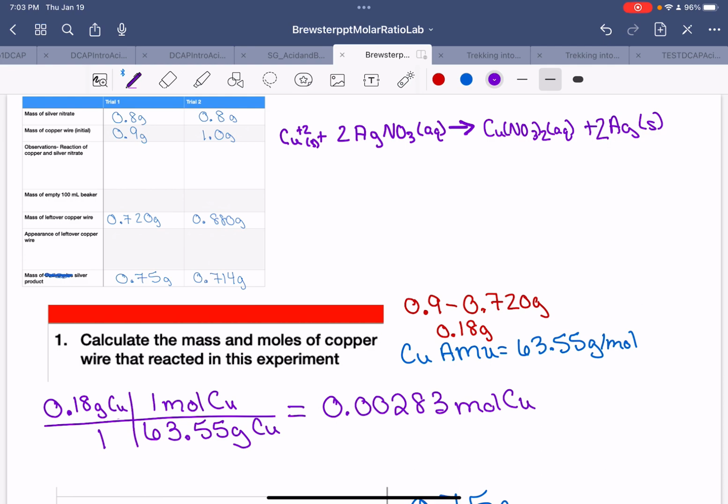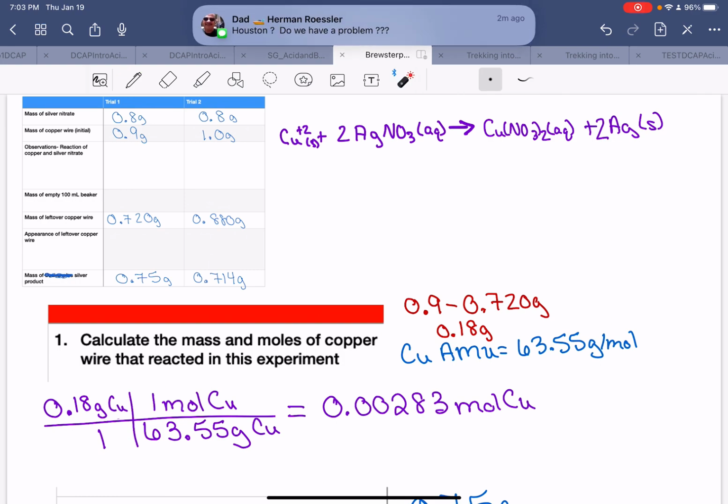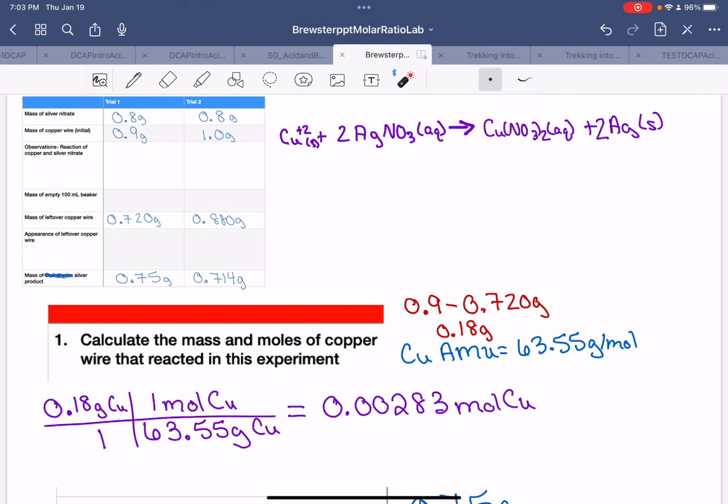Question number 1 says, calculate the mass and moles of copper wire that reacts in the experiment. So I'm going to take the grams of the copper wire initially and subtract it from the ending mass. When I do that, I get 0.18. The other information I need is the copper's AMU, which is 63.55.